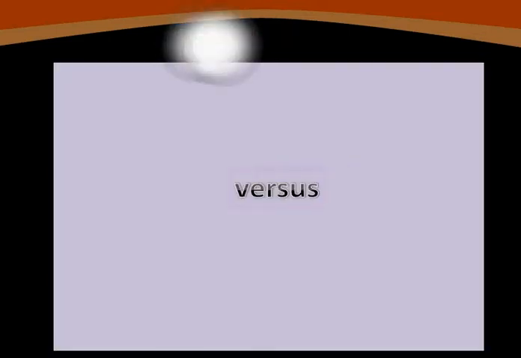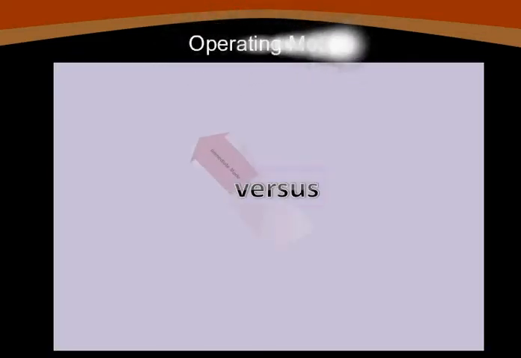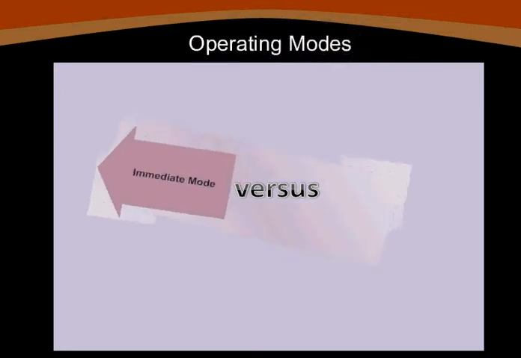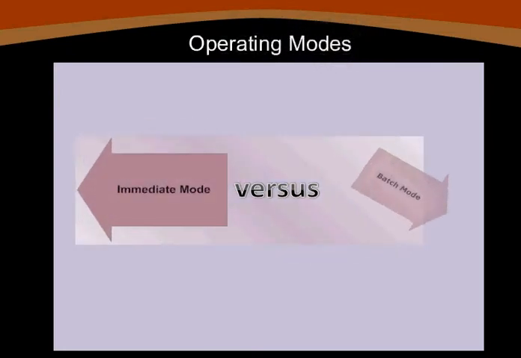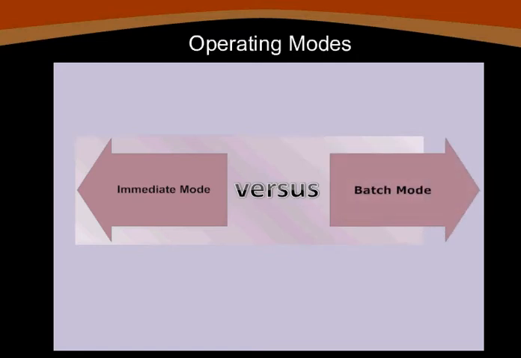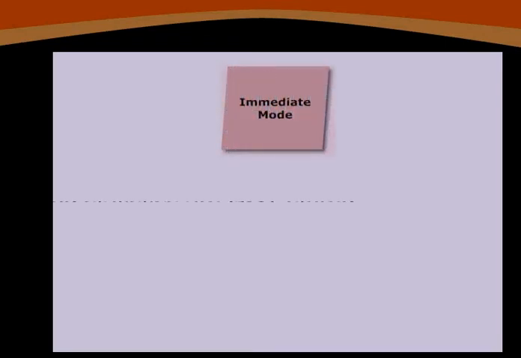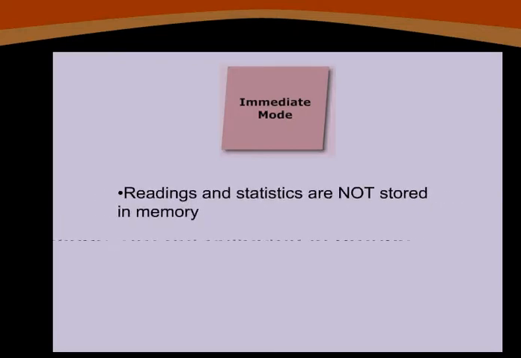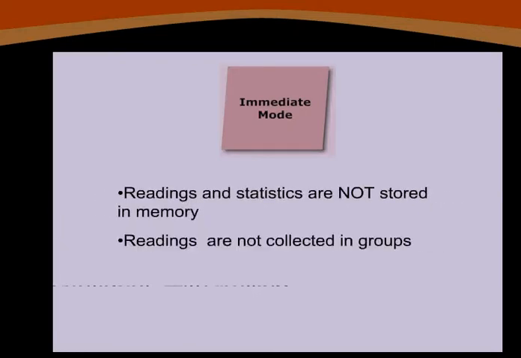In this section, we'll discuss the 224's two modes of operation, immediate mode and batch mode, the similarities and differences between the two. Immediate mode is best used when the memory of your gauge is clear, and you are obtaining readings. Batch mode allows you to collect your readings in organized batches.